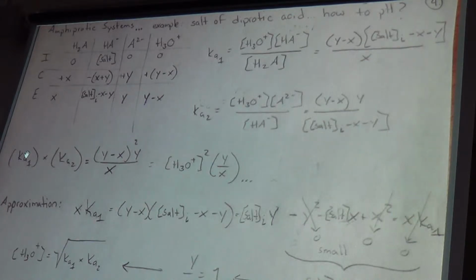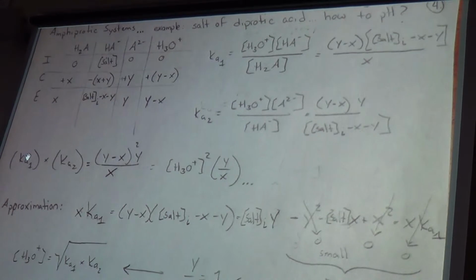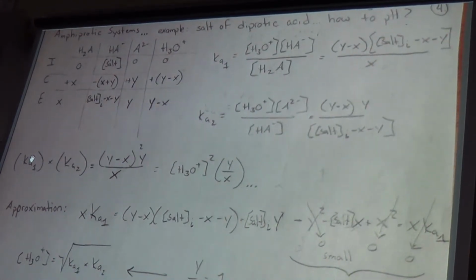So we draw out our ice table, and we draw all the different species. We've got more species in this ice table than the other one. We've got HA minus, which is what we initially dumped in solution, so we'll write it out as conc salt initial. Conc H2A initial is 0, conc A2 minus is 0. None of those have been created yet, and H3O plus concentration is 0.